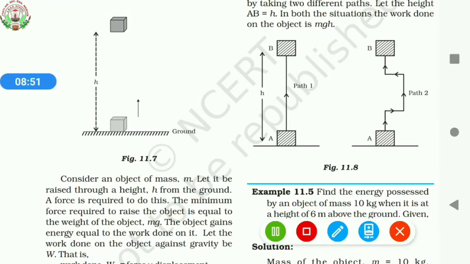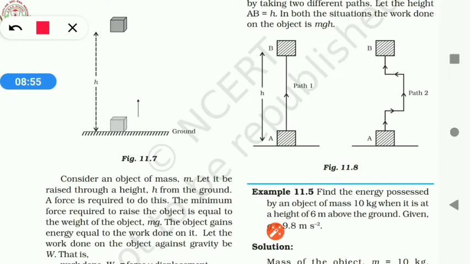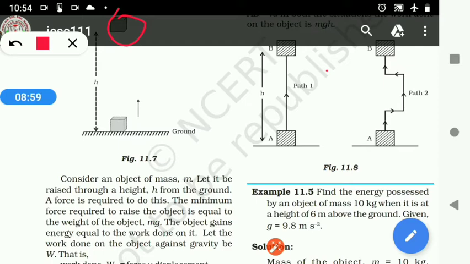Consider an object of mass m. Let it be raised through a height h from the ground. A force is required to do this. The minimum force required to raise the object is equal to the weight of the object. The weight of the object is equal to mass into acceleration due to gravity, that is m into g.